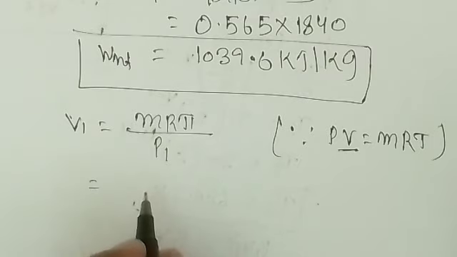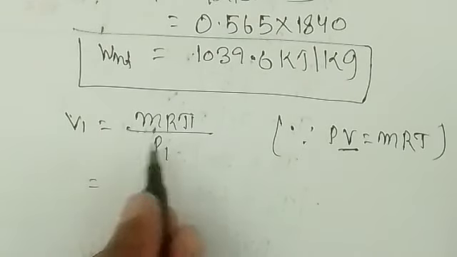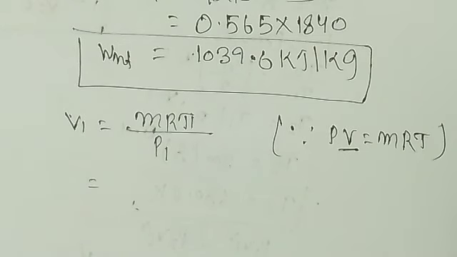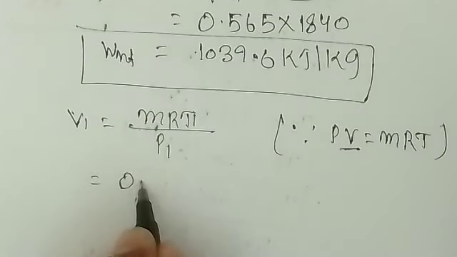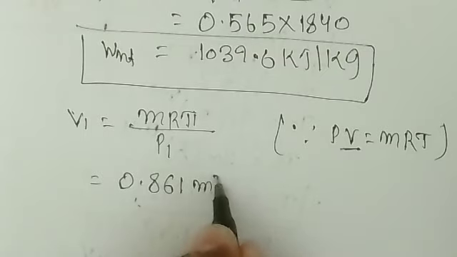R you can take as 0.287, into temperature 300 Kelvin, by pressure 100 kilopascal. So 0.287 into 300 by 100. Yes, so we got 0.861 meter cube per kg. The volume we got.